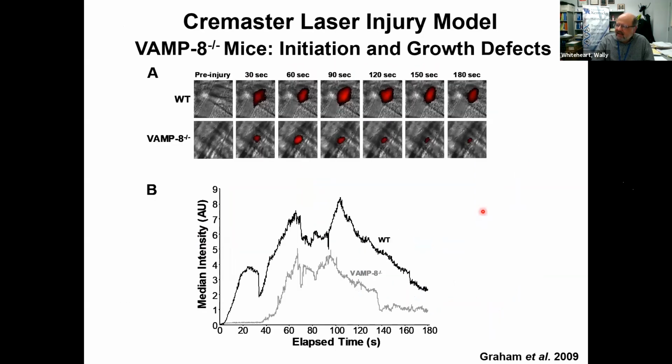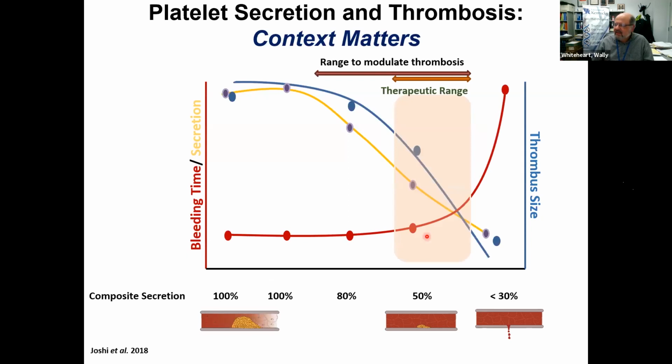Now, finally, in the pre-master laser injury model, and I don't have a full data set for this, I'll have to show you what we have. But the VAMP8 animals actually do have a phenotype here. A clot forms, but it's slow, and it doesn't grow to the same extent as wild type, suggesting that secretion actually is important for clot growth in this particular model, but it still can form even though it's slightly delayed. So these kinds of data allow us to think about secretion as a potential therapeutic target.